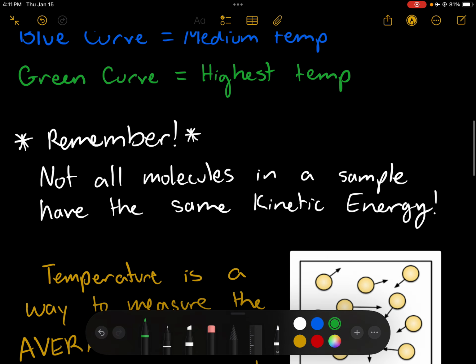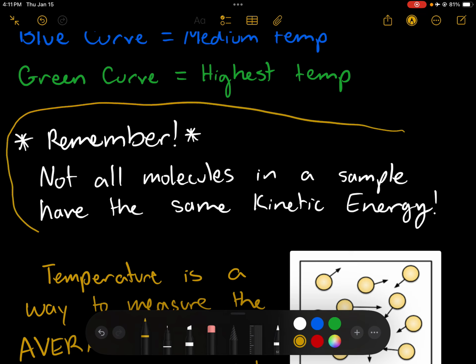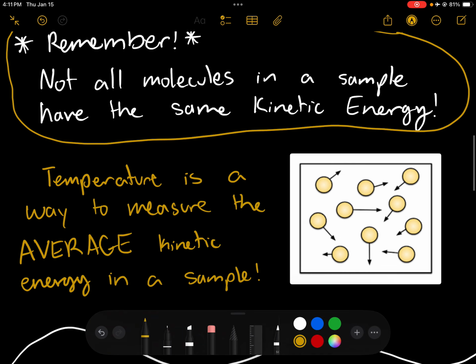The key to understanding a Maxwell-Boltzmann distribution is that when we're looking at a sample at a particular temperature, not all of the molecules in that sample are going to have the exact same kinetic energy, because temperature really is a way to measure the average kinetic energy in a sample.